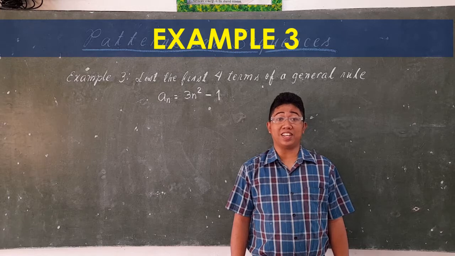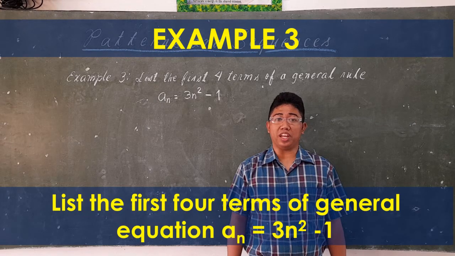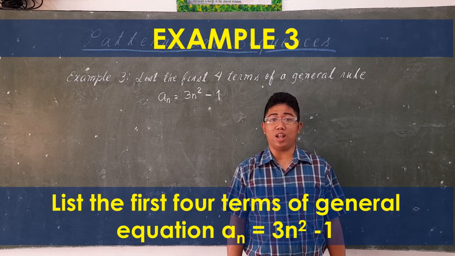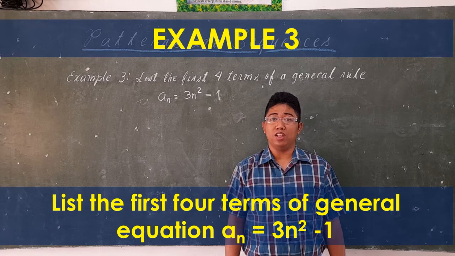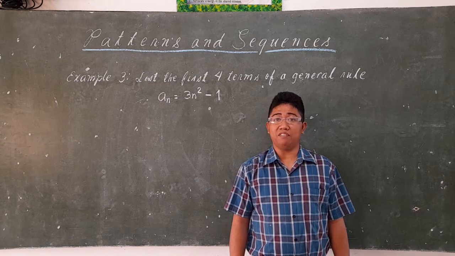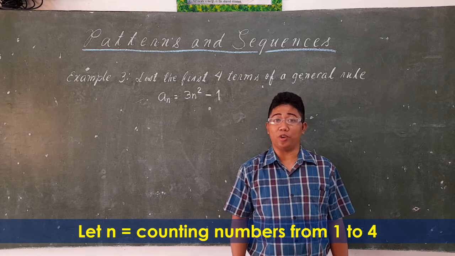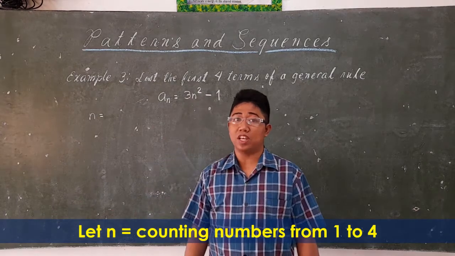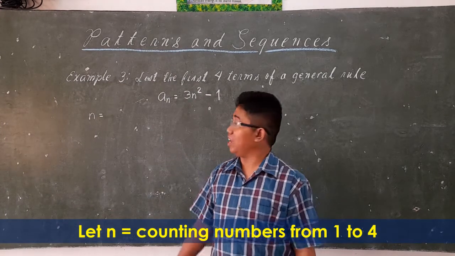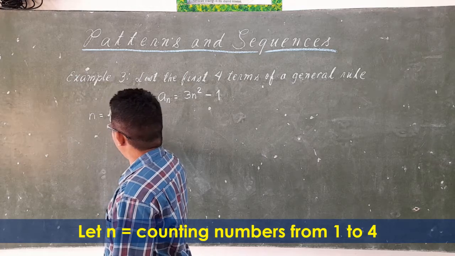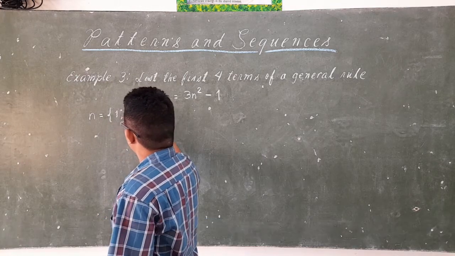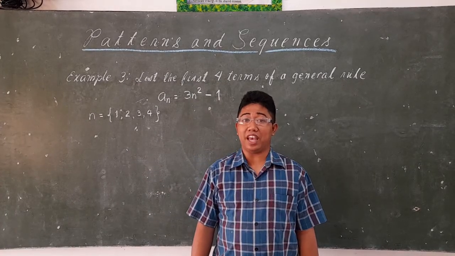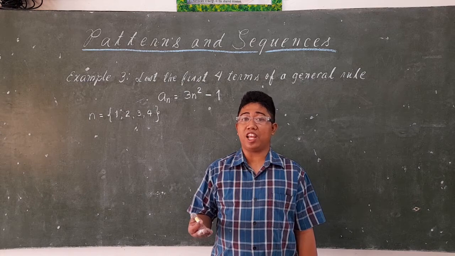Students, let us discuss another example. What we're going to do is to list the first 4 terms of the general equation, which is a sub n is equal to 3n squared minus 1. So we let n represent the nth term, where n must be a counting number, and the first 4 terms start from n equals 1 to 4. So there are only 4 terms that will be needed to manipulate this general equation or rule.